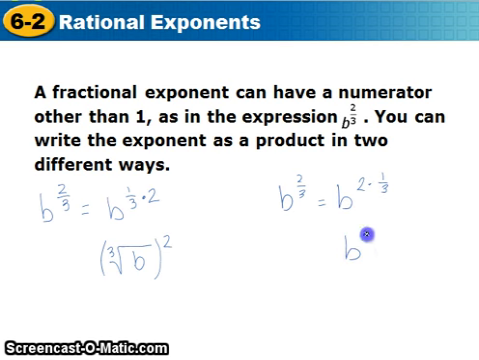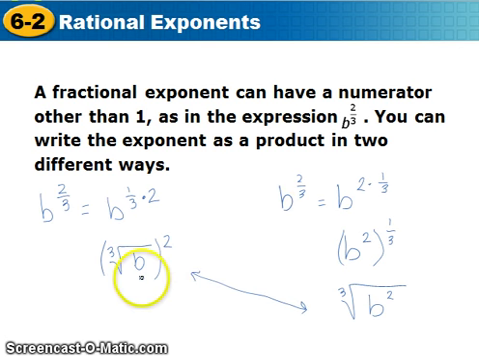And this is b squared to the 1/3, which is the same thing as the cube root of b squared. So these two things are equivalent. They're the same thing. So when I have b to the 2/3, it's either the cube root of b, quantity squared, or it's the cube root of b squared.